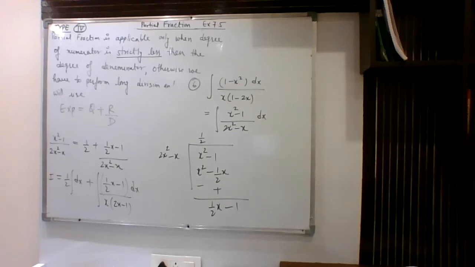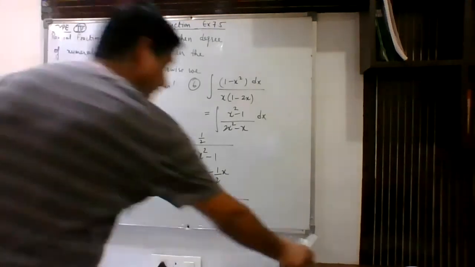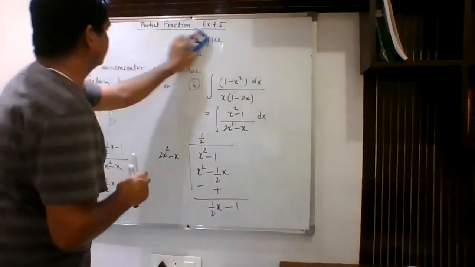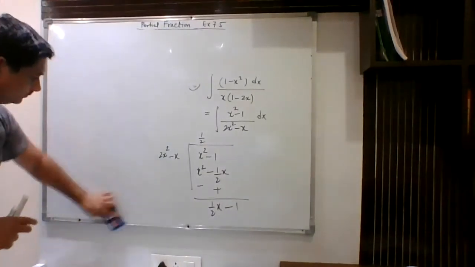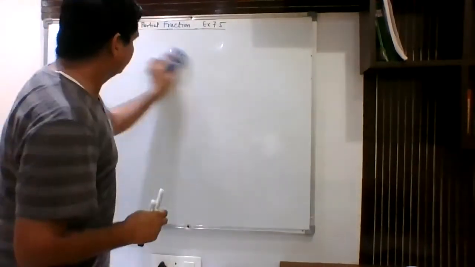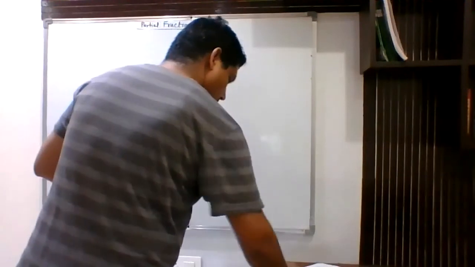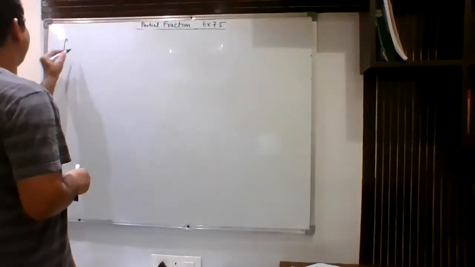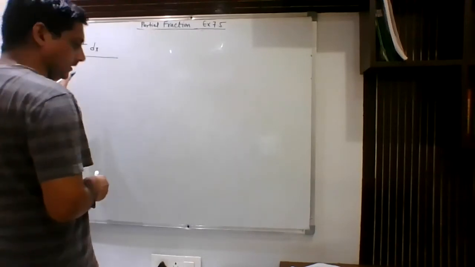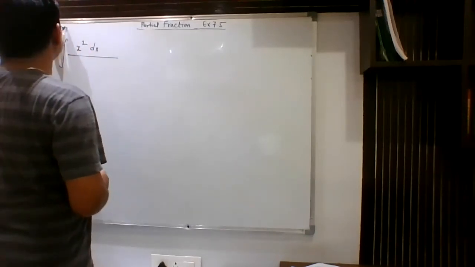Okay, so this is type number 4. Now after this we have the last and final type, that is type number 5 from partial fraction. In type 5, it's a special type where all the powers of x will be even. Like for example, let me straight away give you a question. You can write down this as type 5.